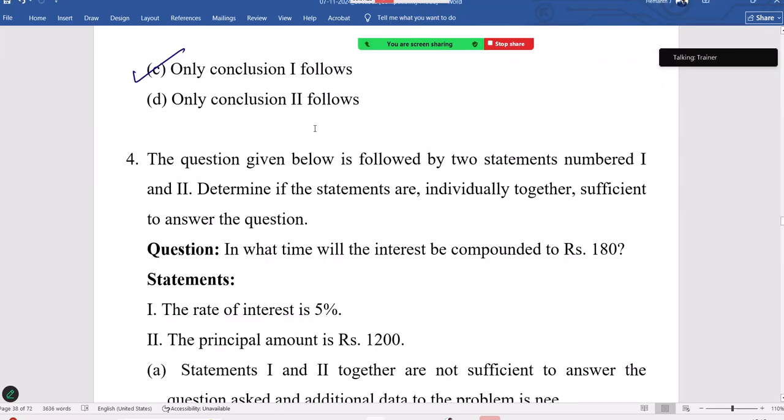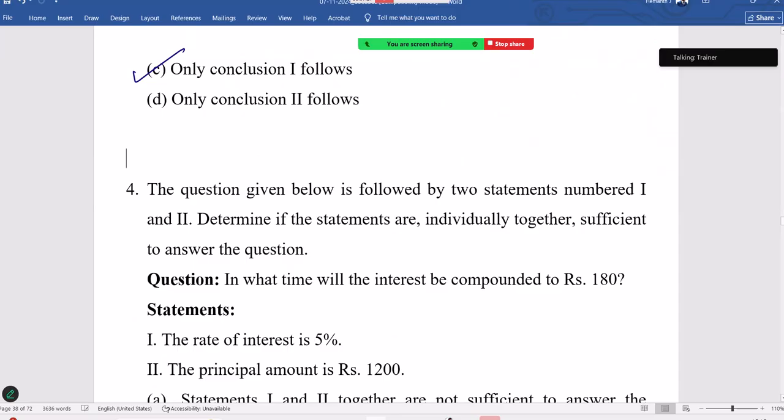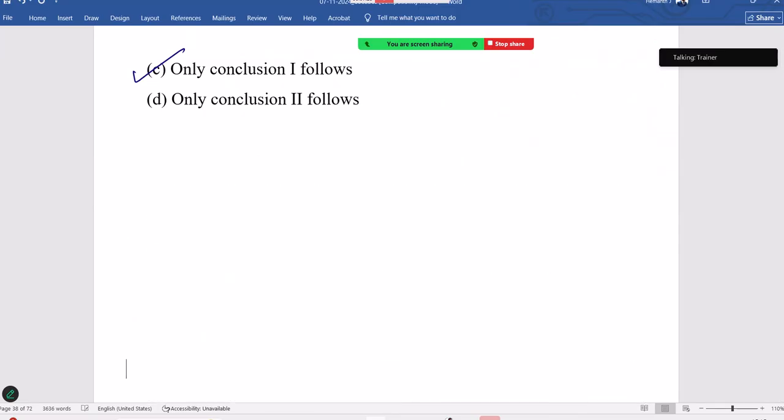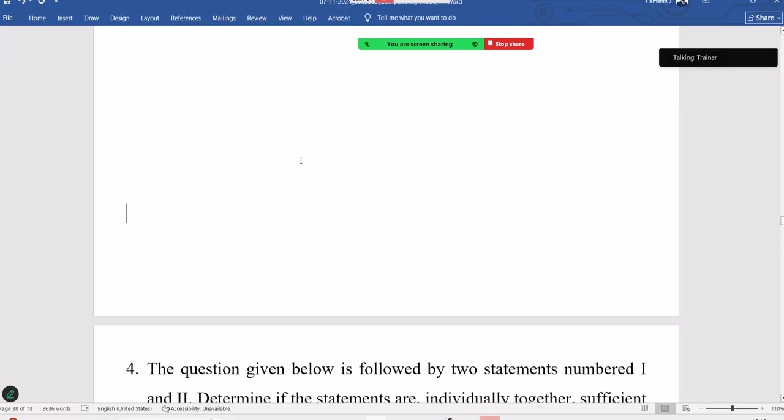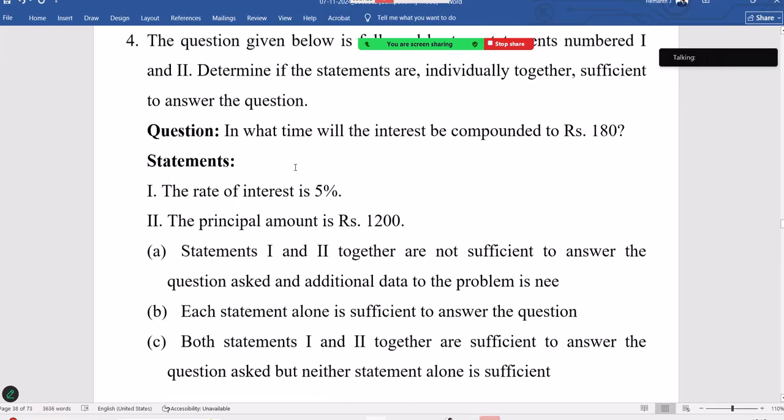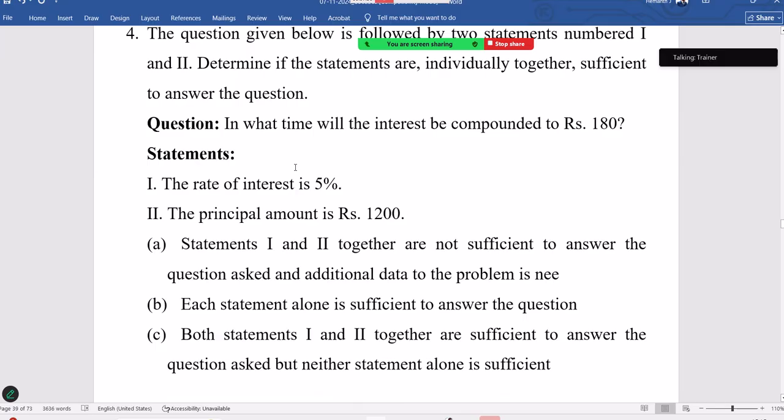Now this is data sufficiency. I think yesterday you already attempted the test. You people have this question, the test also it seems. What will be the interest using the compounded concept? What time is required to get a compound interest of 180 rupees? The rate of interest is 5%. Principal amount is 1200.